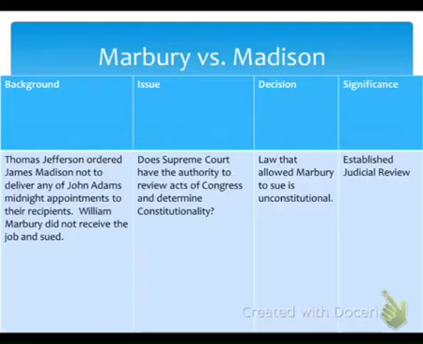This is probably the most significant court case of all time because it established judicial review. Remember, judicial review is where the Supreme Court can look at any law or decision made by Congress or anybody in the government and decide if it is constitutional or unconstitutional. So just remember, Marbury versus Madison, judicial review, constitutional, unconstitutional.